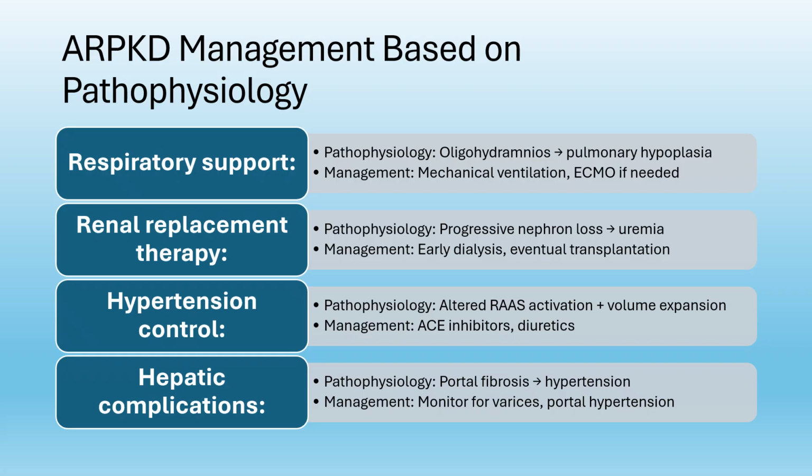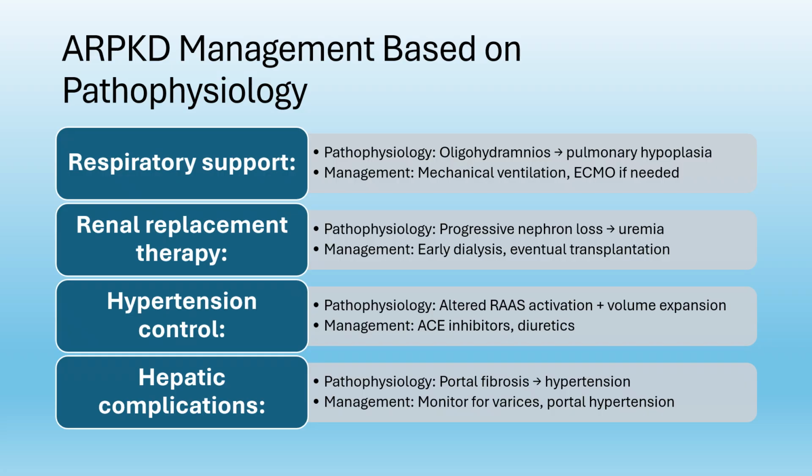Renal replacement therapy becomes necessary as progressive nephron loss leads to uremia and electrolyte imbalances. Unlike other forms of chronic kidney disease, ARPKD often requires early dialysis initiation due to rapid functional decline. Peritoneal dialysis is typically preferred in neonates, though the enlarged kidneys may complicate catheter placement. Early transplantation planning is essential, often requiring bilateral nephrectomy to create space for the transplanted kidney.